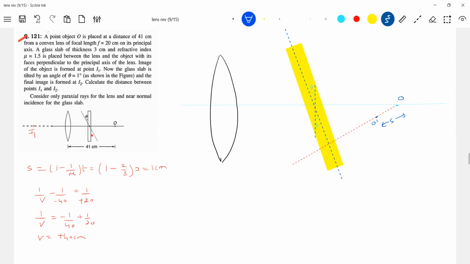Again, the value of shift is the same. So for the lens, the object will not appear at O, it will appear at O dash. Able to make it out? This is what I mean. Shall we take this angle as theta or any other angle? It should be theta only.